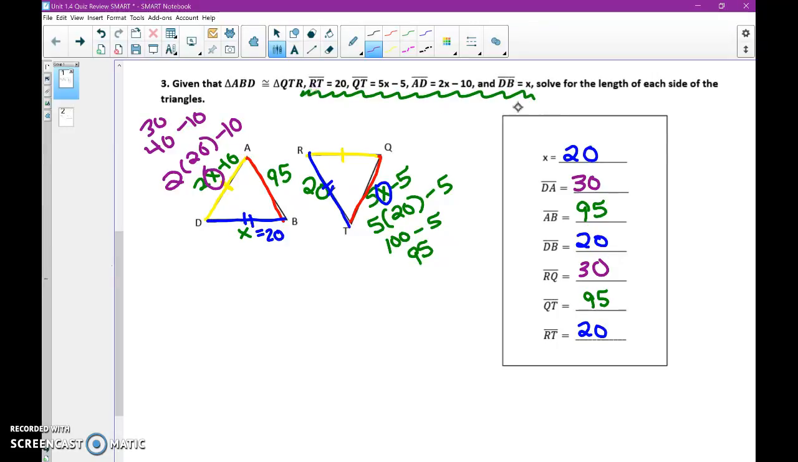So plot your pieces in the diagram, solve for x, substitute x into the rest. It's all corresponding parts. It's all that stuff that we had talked about before.